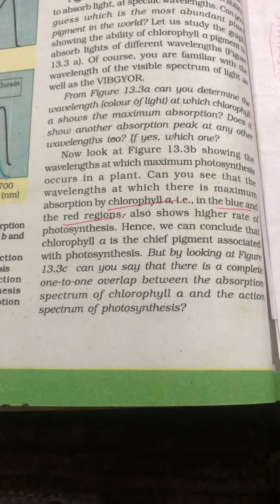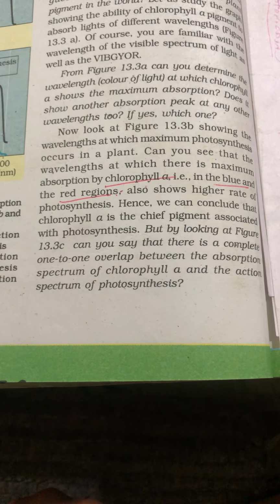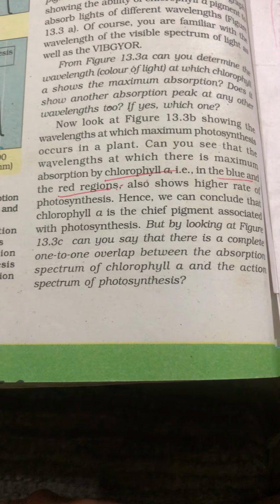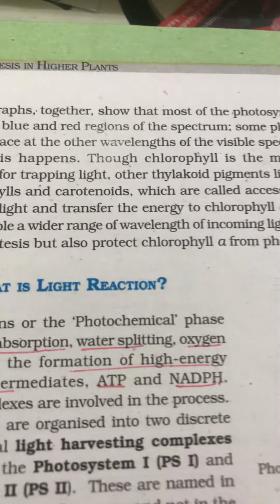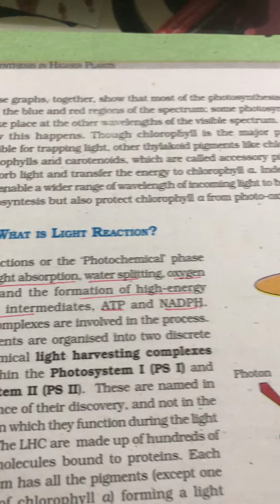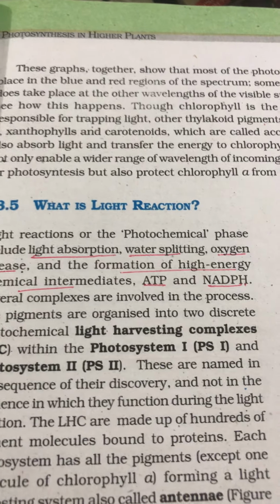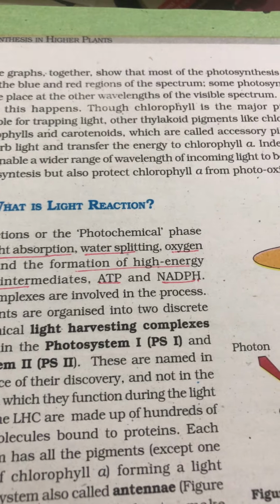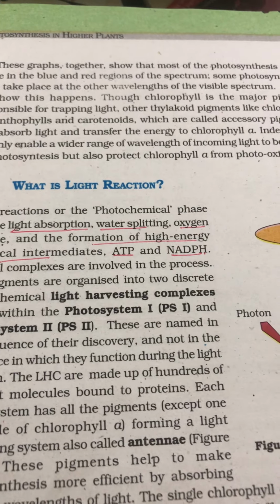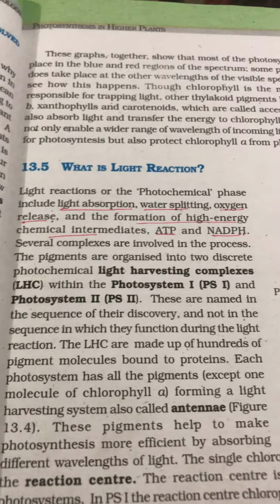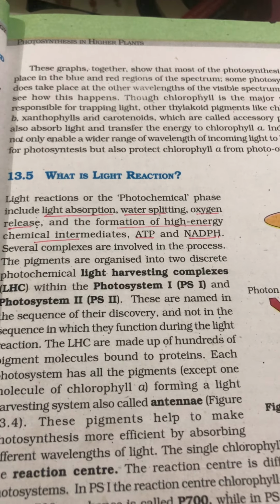But looking at the figure, can you say that there is a complete overlap between the absorption spectrum of chlorophyll A and the action spectrum of photosynthesis? So these graphs together show that most of the photosynthesis takes place in the blue and red regions of the spectrum. Some photosynthesis also takes place at other wavelengths of the visible spectrum. Let us see how this happens.